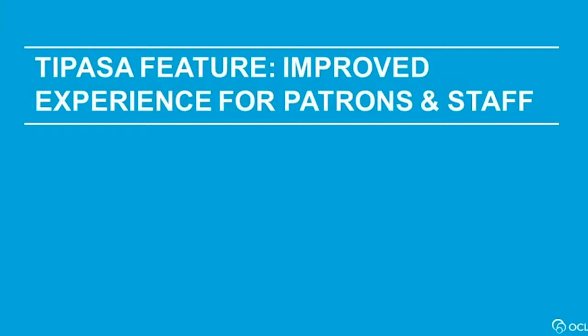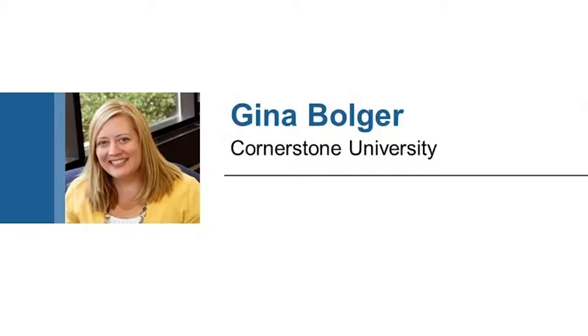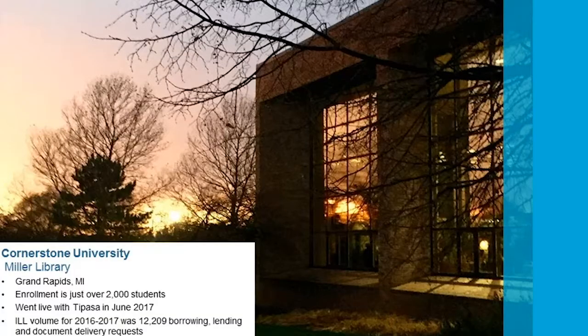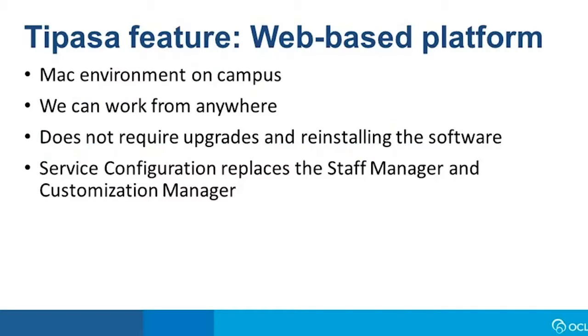So I'm going to talk about the improved experience for patrons and staff, because there were so many things I wanted to mention that I put them all together. So my name is Gina Bolger, and I work at Cornerstone University. This is a picture of our library. We are in Grand Rapids, Michigan. Our enrollment is just over 2,000 students, and we also went live with Tipasa last June. Our ILL volume for the year before was over 12,000. That's a little misleading because it includes all of our print books that we send through our Melcat, which is a Michigan system that we have.